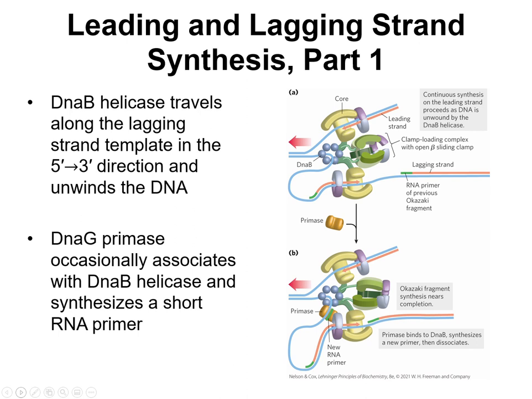DnaB helicase is going to travel along the lagging strand and unwind the DNA in the 5' to 3' direction. And again, we're focusing on the lagging strand because there's a lot of coordination going on, and there's a lot of choreography that has to happen for all of these things to work in tandem. The DnaG primase will occasionally associate with the DnaB helicase and synthesize a short RNA primer. So there needs to be room for it to do that. You can't have a polymerase sitting there. You got to have some space for that primase to bind and do what it does.